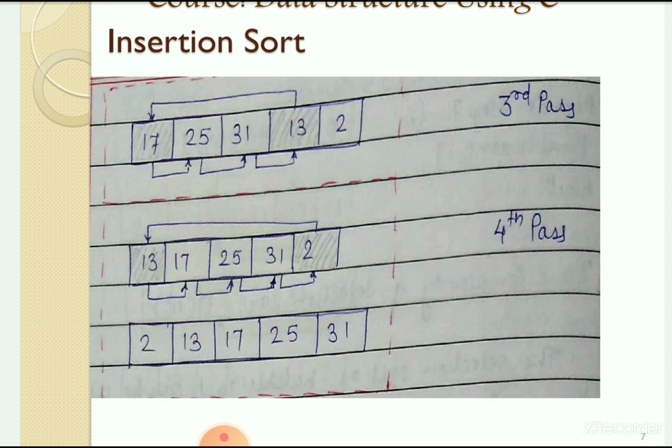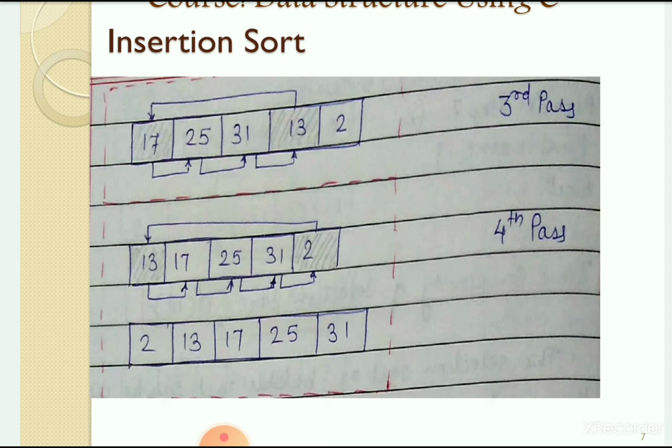We have to shift all the elements one place right. So 31 is in the place of 2, 25 is in the place of 31, 17 is in the place of 25, 13 is in the place of 17, and lastly we have to insert the 2, which is in the temporary variable, in the 0th position.